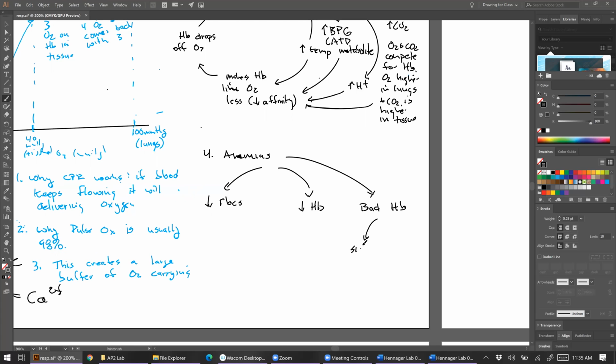This one's sickle cell. This one's the other way that hemoglobin will go bad. It's called thalassemia.